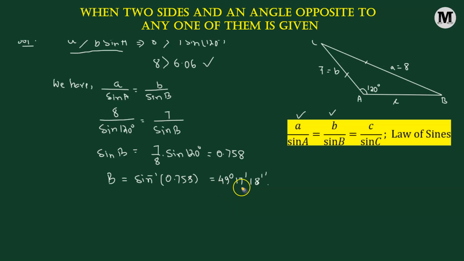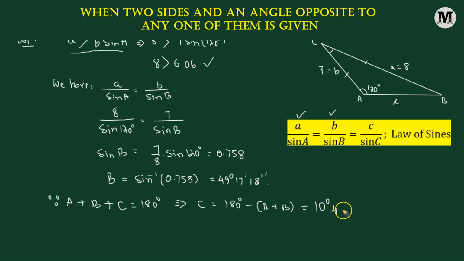Now that we have the angle measure of B, we can immediately find out the angle measure of C, because we know that A plus B plus C equals 180 degrees, which implies that the measure of angle C is 180 degrees minus the sum of A and B. Let's plug this into a calculator. The measure of C comes out to be 10 degrees, 42 minutes and 42 seconds. So that is going to be the angle measure of C.